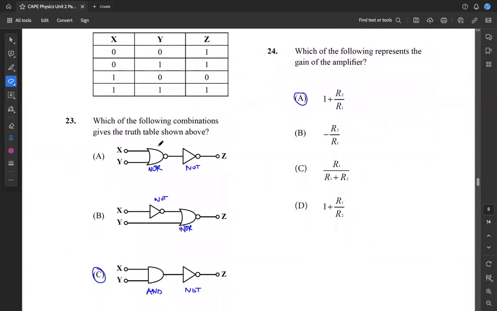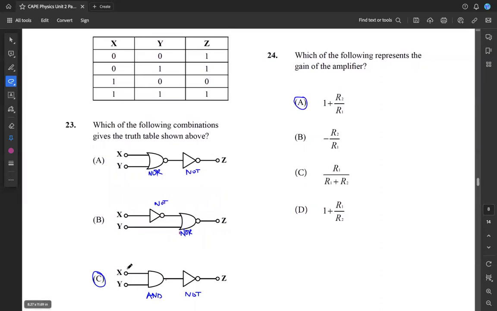So the answer here was C. I came up with C for my answer. And the way I did that was, okay, if we take the first row of the truth table, and I plug in 0 here, 0 here. This is an AND gate. For the AND gate, we need both to be 1 for us to get an output of 1. Because they're both 0, of course, I'm going to get 0 here.